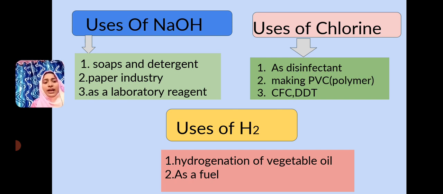Uses of hydrogen gas: where do we find this hydrogen? Hydrogenation of vegetable oil. It is useful as a fuel. You might have heard, when you go to put petrol in your vehicle, you can see hydrogen as a fuel. For auto purposes also they use hydrogen gas.